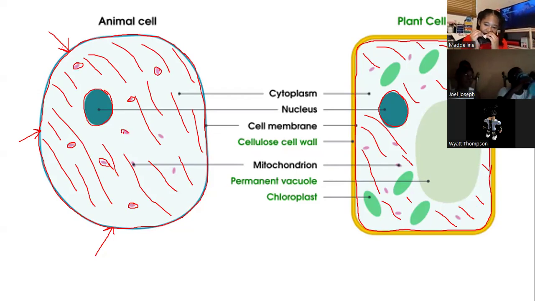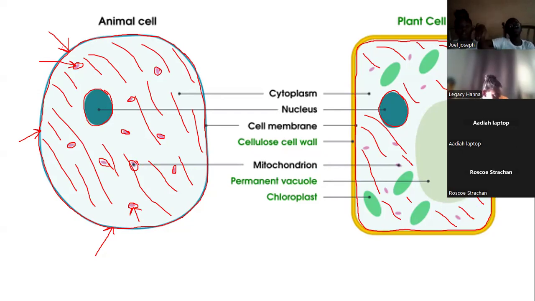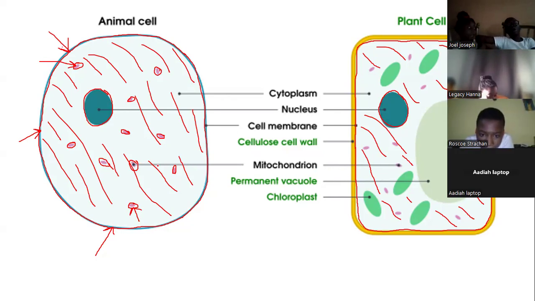Wyatt, what are these little things that we have here? Wyatt, can you hear me? Yes, sir. What do we call these little things right here? Do you know? No, sir. It's called the mitochondrion. Say that for me. Mitochondrion. The function of the mitochondrion is a powerhouse of the cell, right? It gives the cell power.